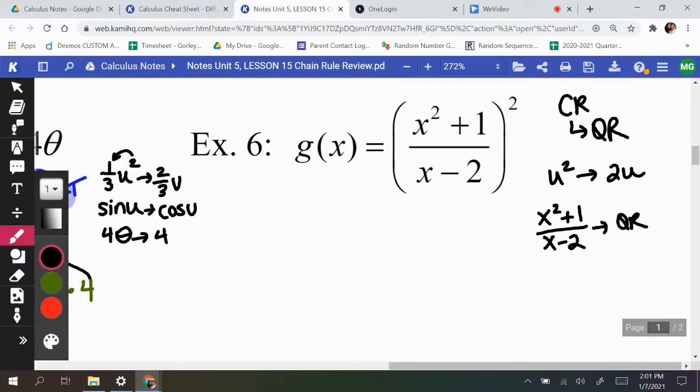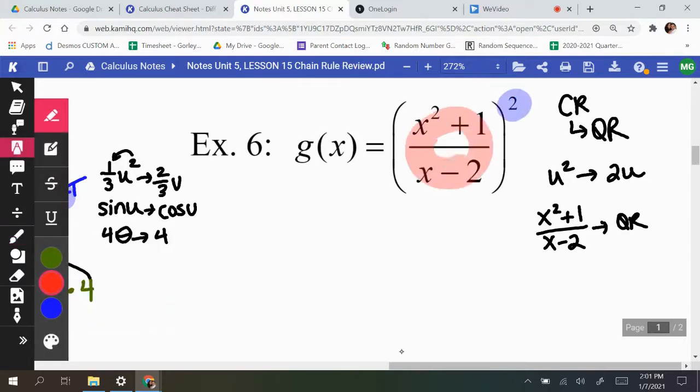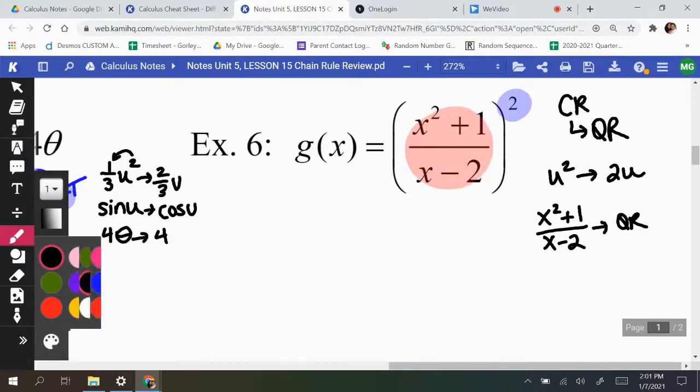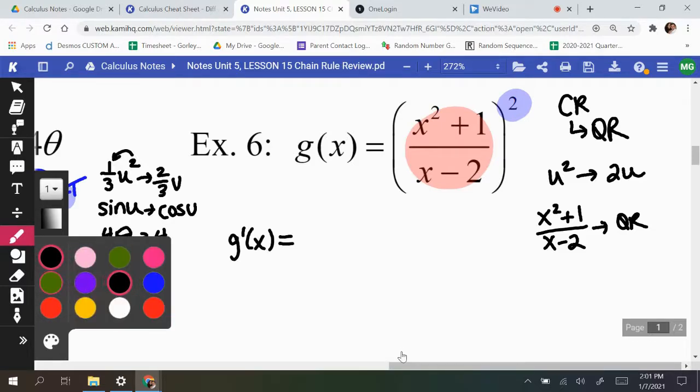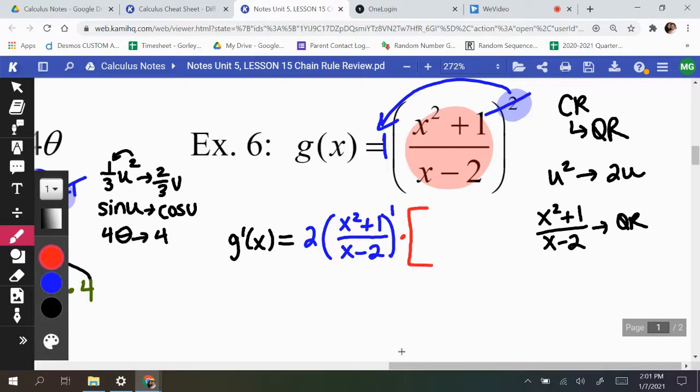Okay, so let's start with our outer function, which is the squaring, and then we'll get to this inner part later. All right, g prime equals, we go ahead and multiply the 2 by this leading coefficient of 1. We get 2 x squared plus 1 over x minus 2. And then we subtract 1 from the exponent. So that part's done. Then I have to multiply by the derivative of the inner part, which we know we're going to need to use quotient rule on.